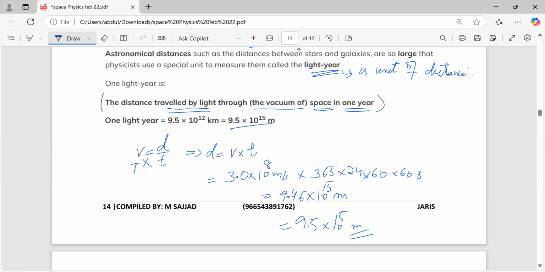First of all, light year is not a unit of time. This is a unit of distance. And which distance? It is the distance traveled by light through vacuum, through space, in one complete year.